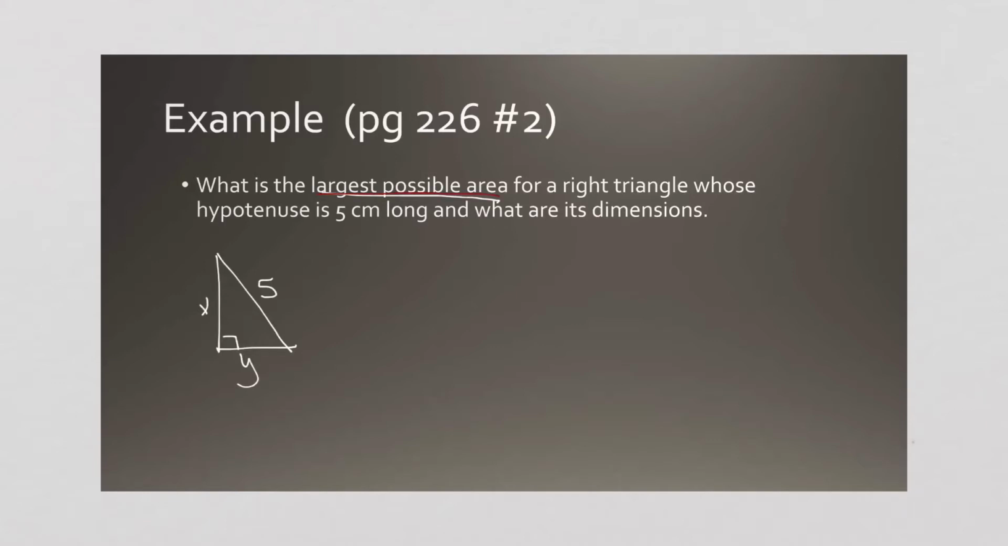So, in my thought process, I need to come up with two equations. First is the area of a triangle. I know area of a triangle equals 1/2 my base, which is y, times my height, x. The second thing I want to think about is what else do I know about right triangles? Well, my best example is the Pythagorean theorem. So I know x squared plus y squared equals 25. Okay?